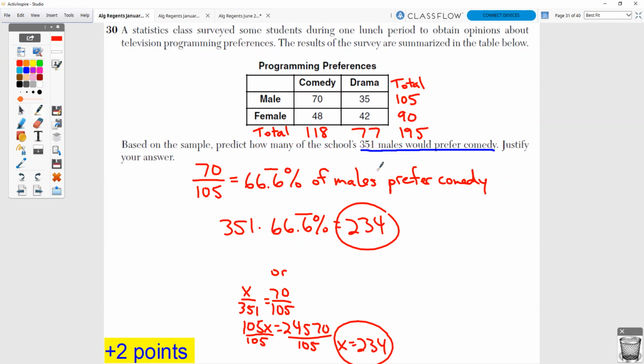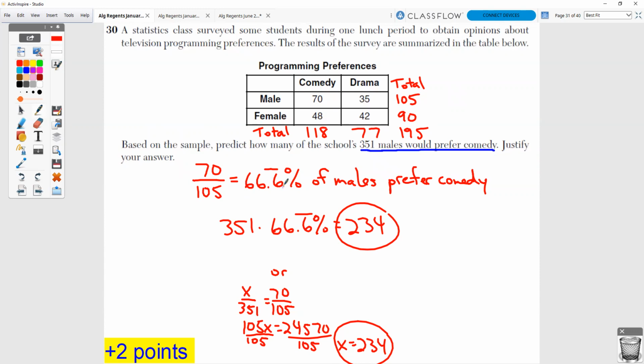So what we have to do first is sort of a tricky type question. We have to look at the males, what percentage of males prefer comedy to begin with. So there are 105 males. 70 of them prefer comedy out of the 105. So that means 2/3 or 66.6% of the males in the survey prefer comedy.